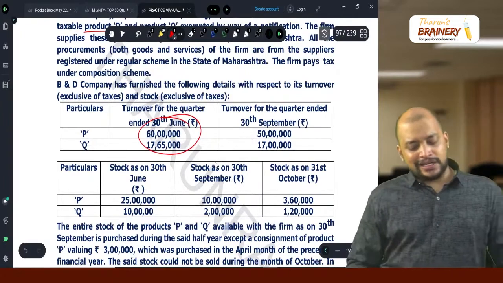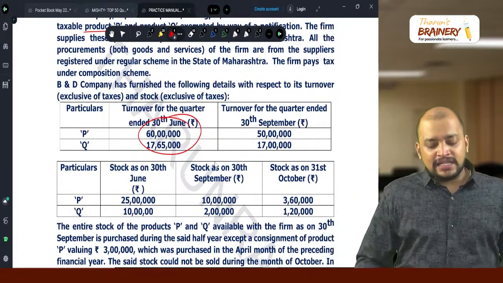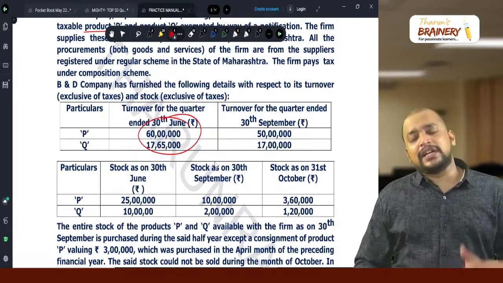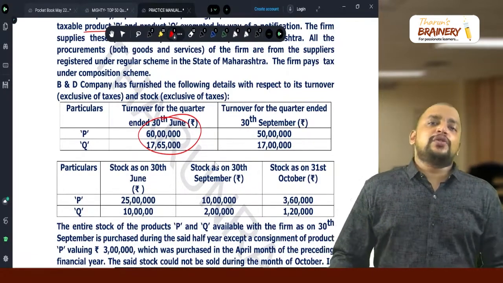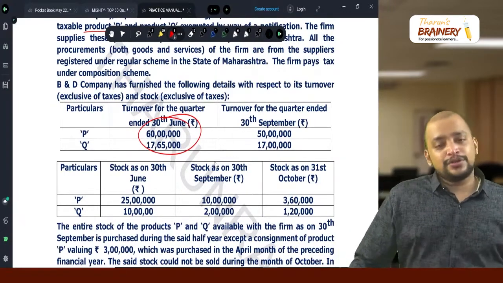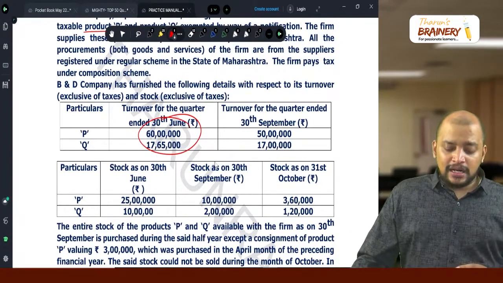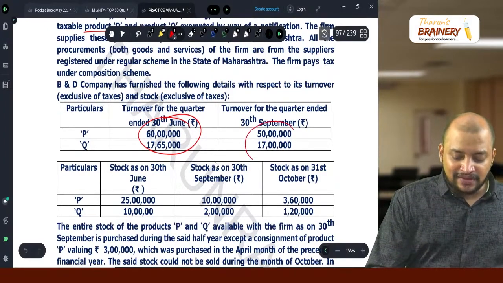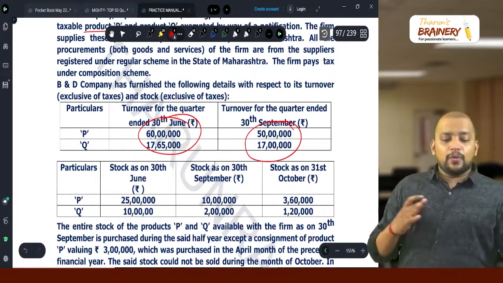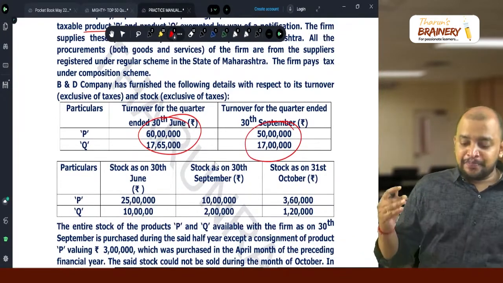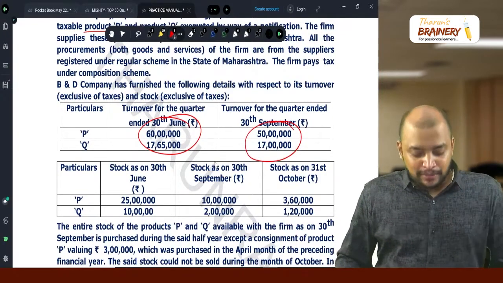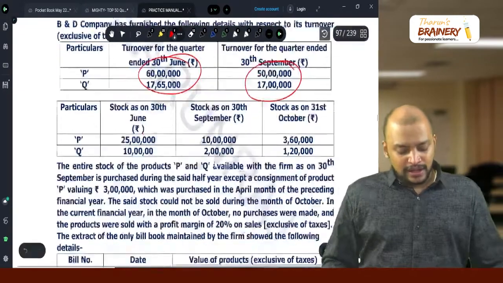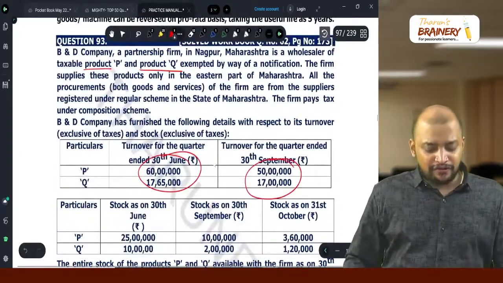So for the first quarter, it is 77,65,000. Should we even take exempted goods into the turnover? Yes. Aggregate turnover is not only taxable but also exempted. So the total should be taken. And again, by 30th September, you need to add a further 67 lakhs. So therefore, what will be the total turnover as on 30th September? The total turnover as on 30th September is 1 crore 44 lakh something.